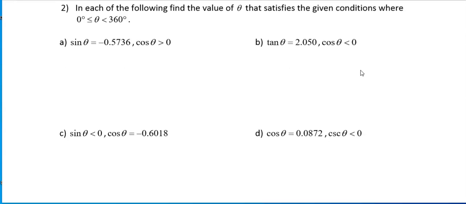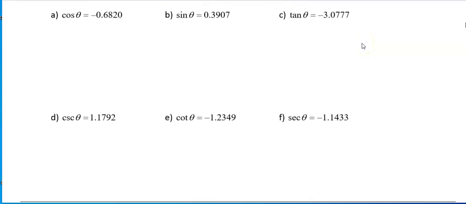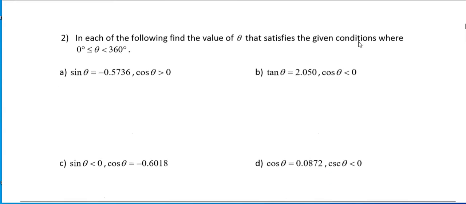I hope not anyway. Practice question number 1, they want the answer in degrees. And it looks like there's going to be 2 solutions for each one of these, A, B, C, D, E, F. For question number 2, find in each of the following the value of theta that satisfies the given conditions where 0 degrees is less than or equal to theta, which is less than 360. So here they want the answers in degrees as well. But now you're going to have just one solution in each of these cases.